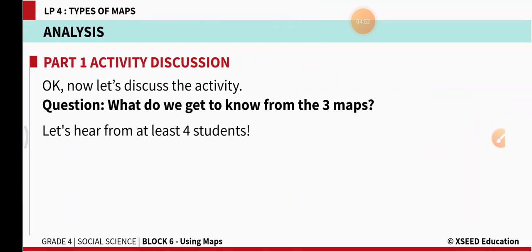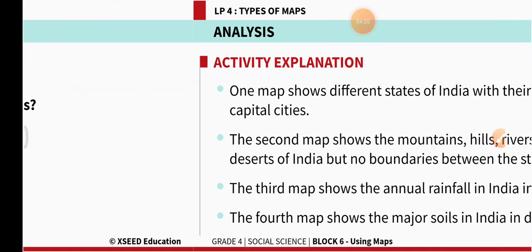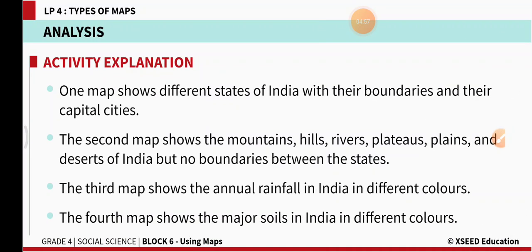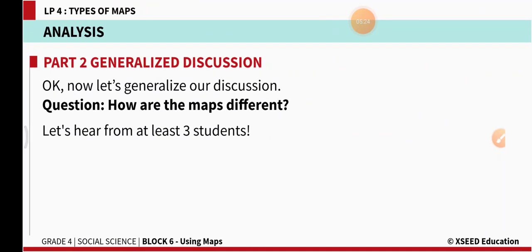What do we get to know from the 3 maps? What did we understand? One map shows the different states of India with their boundaries and their capital cities. The second map shows the mountains, hills, rivers, plateaus, plains and deserts of India, but no boundaries between the states. The third map shows the annual rainfall in India in different colors. The fourth map shows the major soils in India in different colors. Right? How are the maps different?